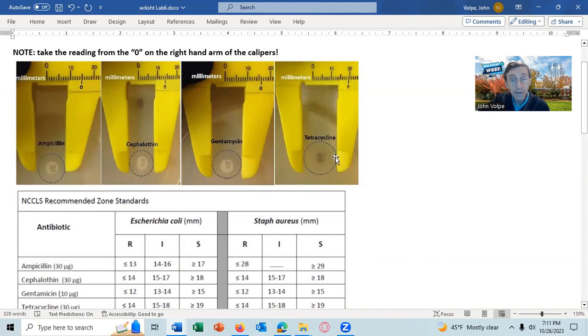So that's how you work the calipers. You do not measure them from here to here. And then see, that's something like, I don't know, 13, because that's not where the 0 is here. Any question about that?